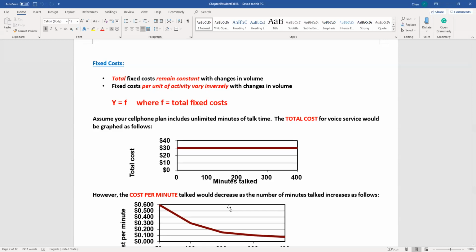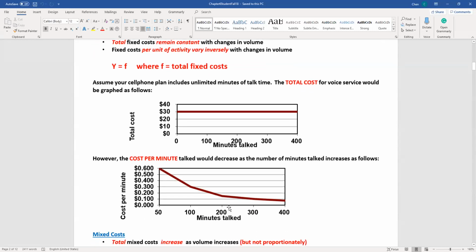Now for fixed costs, which I think is what most of the phone companies are doing right now, the total fixed cost will remain constant, instead of the unit cost. And then the fixed cost per unit of activity will vary inversely with changes in volume. What does that mean? Assume your cell phone plan includes unlimited minutes of talk time, which most of the cell phone companies are doing. So say you pay $30 per month, okay? And then no matter how many minutes you talk, phone calls that you make.